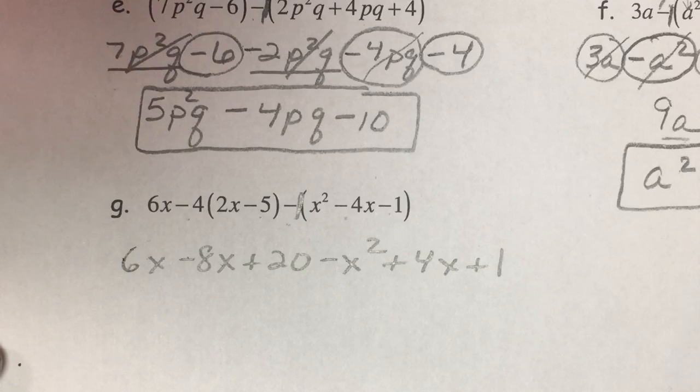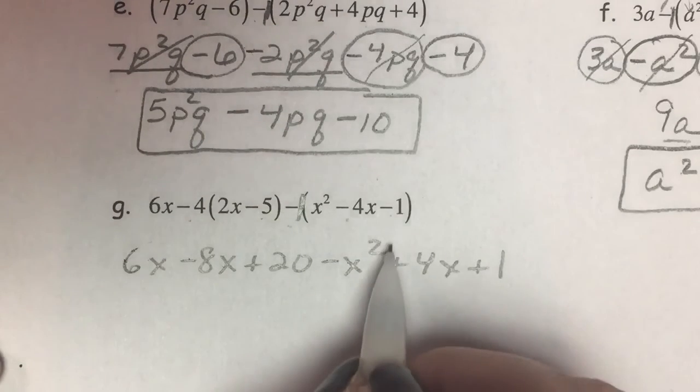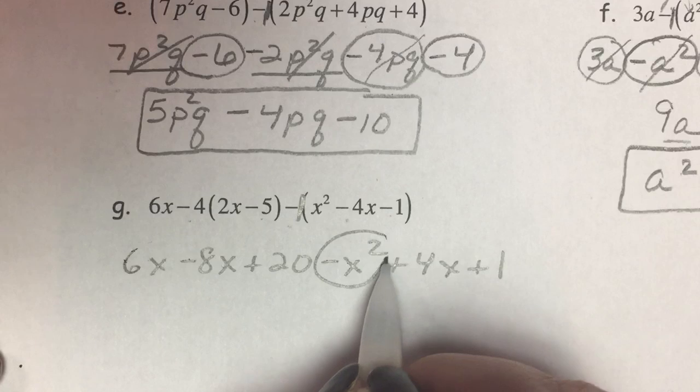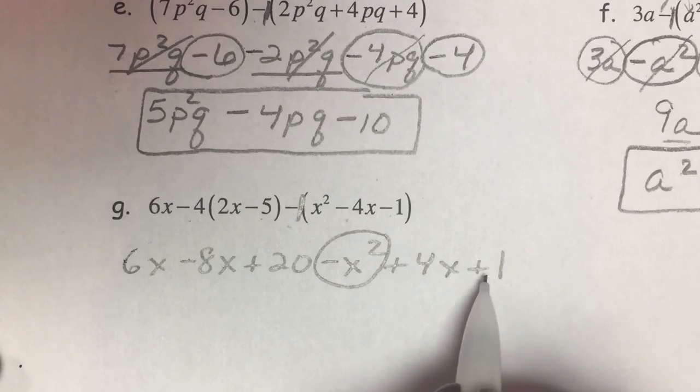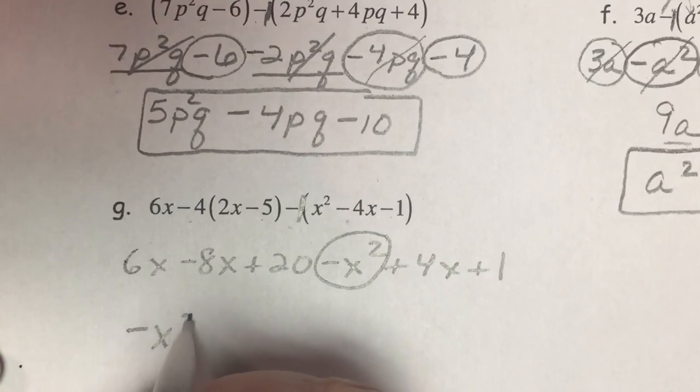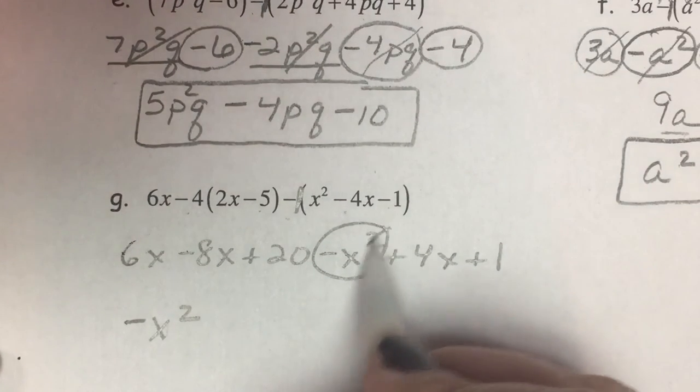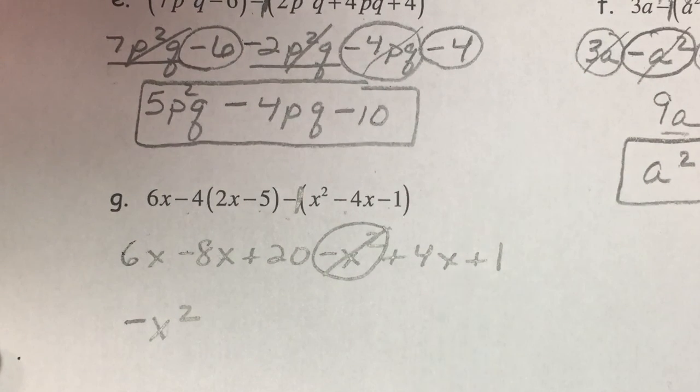Now let's go ahead and combine our like terms. Now I happen to notice that this term is sitting all alone. It has the highest exponent. It has nothing to combine with it, so I'm just going to put that one first right away. I'm going to cross it off because I'm done.